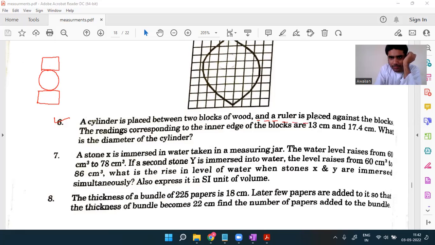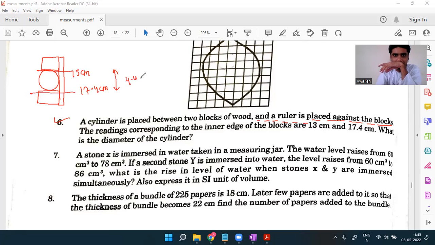And a ruler is placed against the blocks. The readings corresponding to the inner edge of the blocks are 13 centimeter and 17.4 centimeter. What is the diameter of the cylinder?